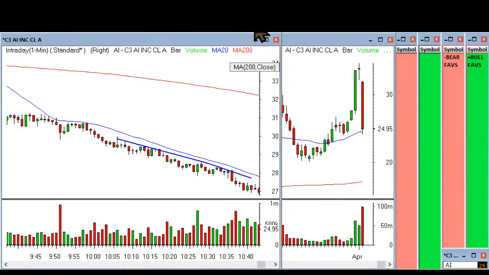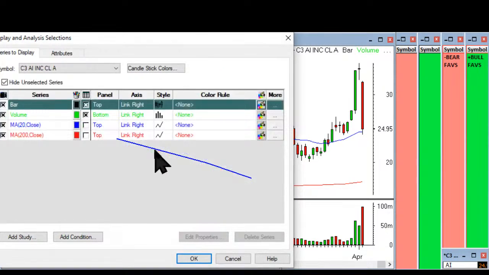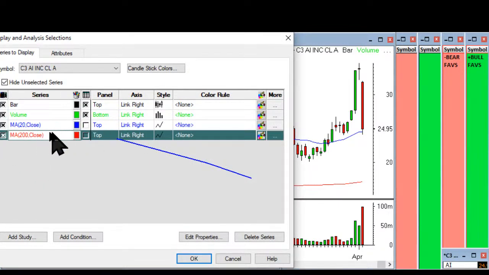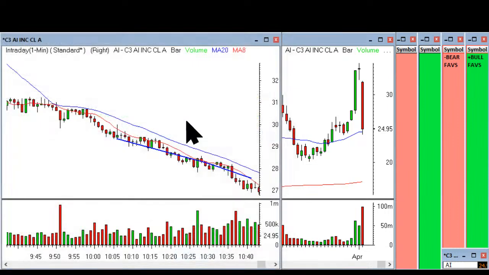Now, I also recommend using the 8. So let's just change the 200 to the 8 here. Okay? And see if it was trading off of the 8, because those power trends often trade off of the 8, not the 20. So that's the 8.